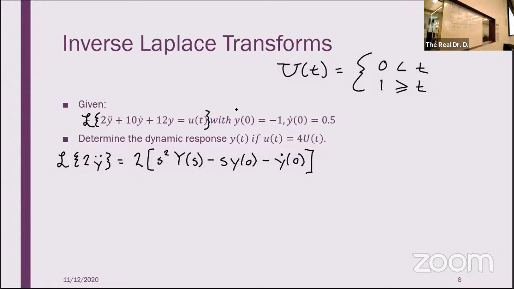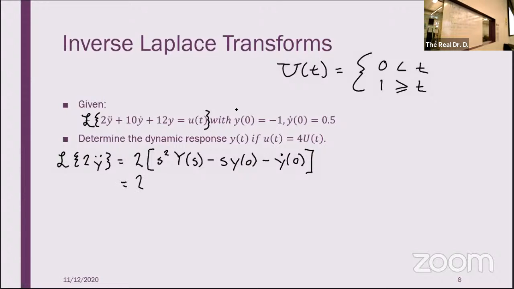What the Laplace transform allows us to do is take this ordinary differential equation and manipulate it using algebra. Once I get the Laplace transform of all of my terms, I can rearrange it using algebra, group all of my like terms together, and solve it for Y(s). Because I'm eventually going to take the inverse Laplace transform of Y(s) to find out what y(t) is. So this is just using the derivative property for a second order derivative.